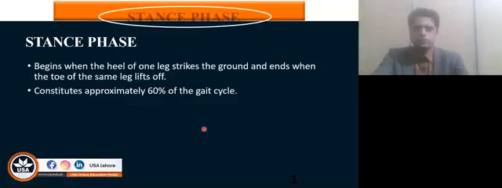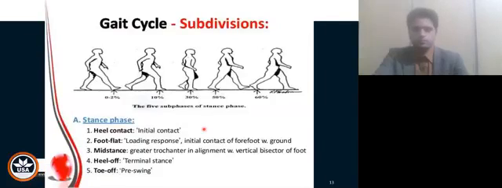Let us briefly go to the definitions. We have understood what these phases are. So these definitions are just for your knowledge. It begins when the heel of one leg strikes the ground and with the toe of the same leg lifting off. 60% of the gait cycle. For your comfort, I have divided these phases here. You can see it for yourself. 2 to 10, 10 to 30, 30 to 50, and 50 to 60.